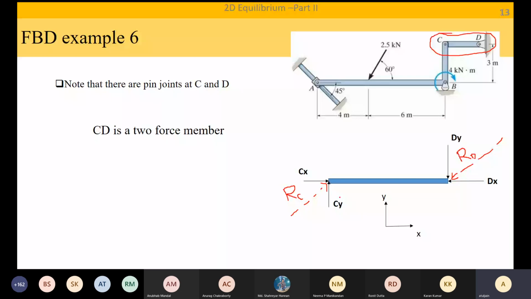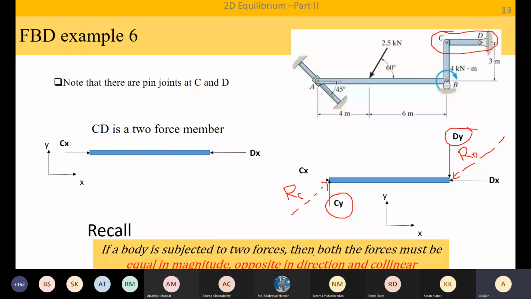So if I'm saying RC and RD are collinear, what can I say about CY and DY? They should be zero. Yes. So the free body diagram will actually look like this. When you have a body which is subjected to forces only at the tips, then the reaction forces must be equal, opposite, and collinear. Such members are known as two-force members.